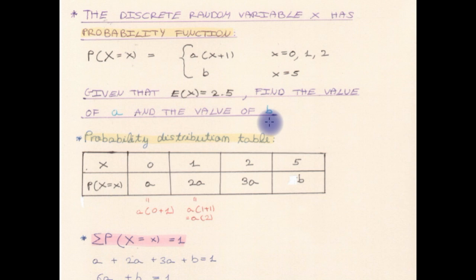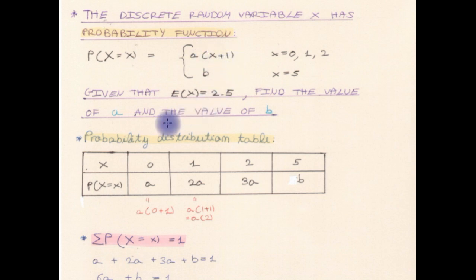Firstly, we're going to use this probability mass function given to us in the statement to construct a probability distribution table. Let's put all the possible values that x can take in our table, which are 0, 1, 2, and 5. Great. Now the next step is to determine the probability that each outcome or value of x occurs. To find out the probability of x equals 0, 1, and 2, we're going to use the formula P(x) equals a times (x plus 1).